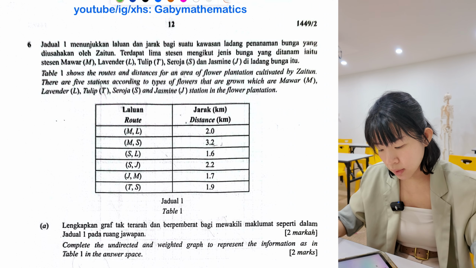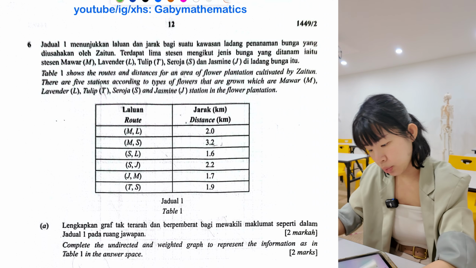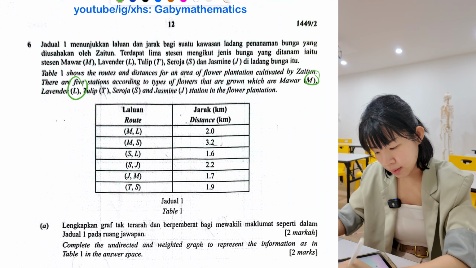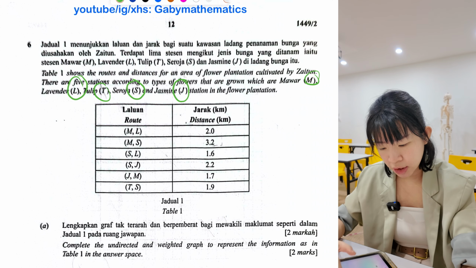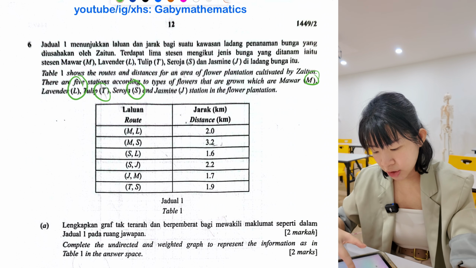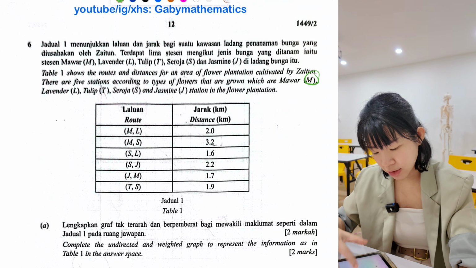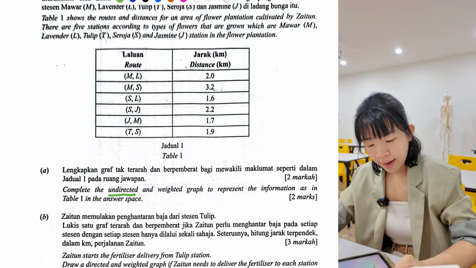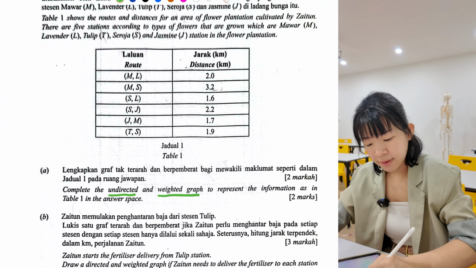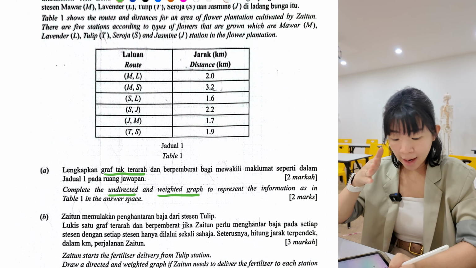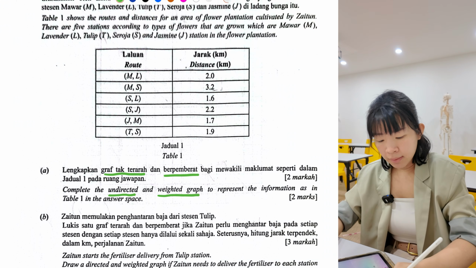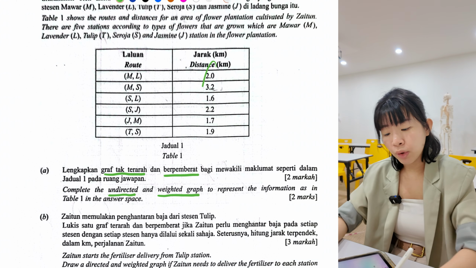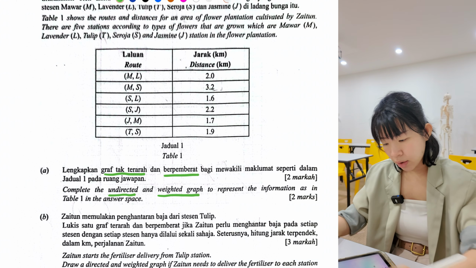There are a few locations. We have M, L, T, S, and J station in the flower plantation, 5 stations. Now what do they want us to do? Complete an undirected weighted graph. Graph tak terarah means you don't have to draw arrows. Berpemberat means the edges you draw need to be labelled with values. So you need to put all the distances on top.